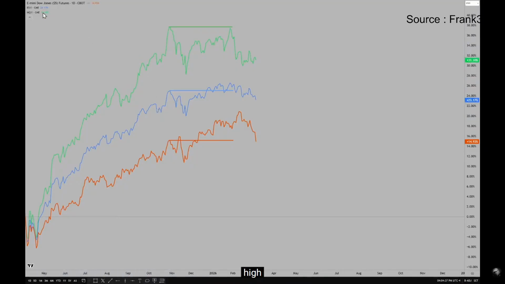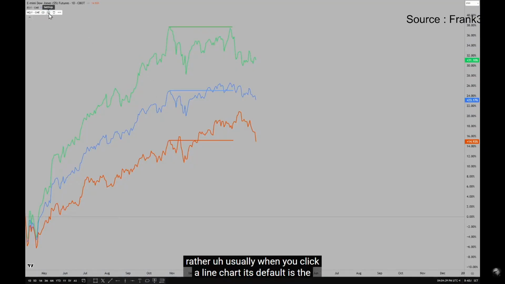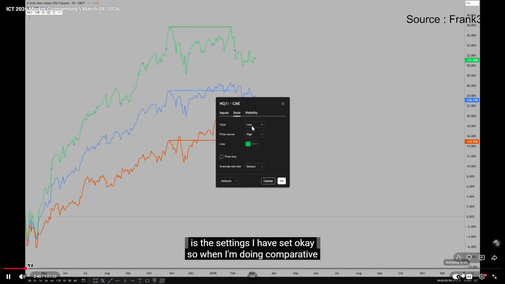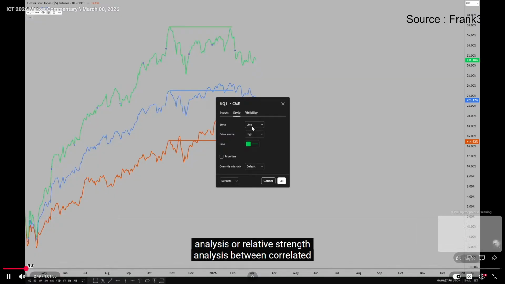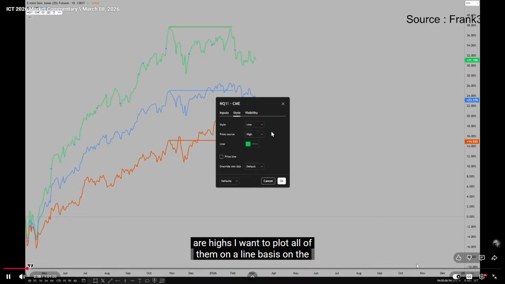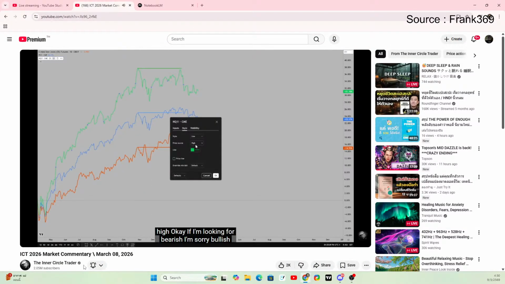And what do I mean by that? Let's go over here and highlight this, go to the little thing here. This is the settings I have set, okay? So when I'm doing comparative analysis or relative strength analysis between correlated markets, I'm plotting them on a line basis. And if I'm comparing their highs, I want to plot all of them on a line basis on the high, okay? If I'm looking for bullish scenarios, I would reverse this. I would plot it on the low.